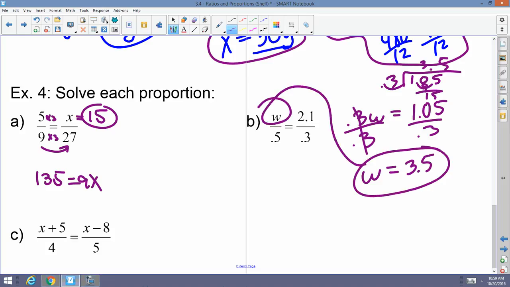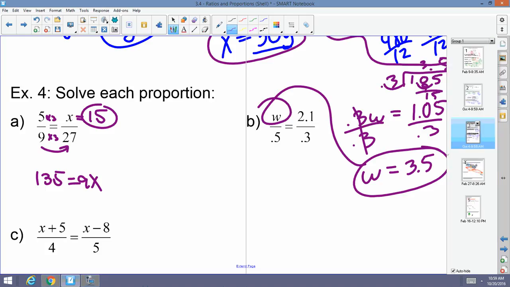Now, if I have x plus 5 over 4, actually, wait. What do I have left here? Okay, I got a couple more pages, and I'm not going to do that to you.